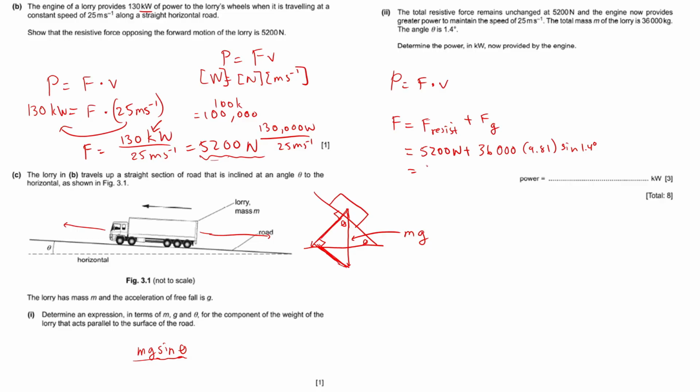And then you get that the total resistive force is going to be about that much. So then P is going to be equal to 13828.5 newtons multiplied by the speed, which is going to be 25 meters per second. And this is about 2.8 kilowatts.